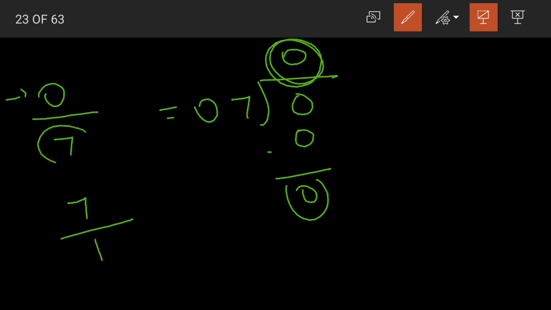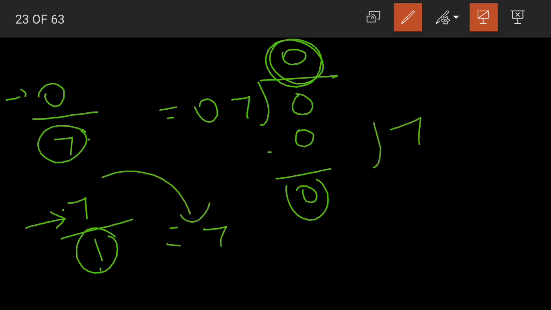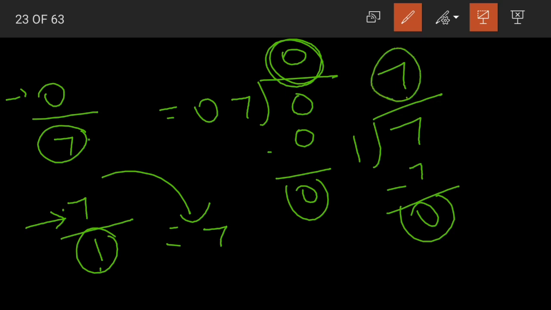Dividing 0 with any number. Okay, here we are dividing any number with 1. So whenever we divide any number with 1, the answer will be the number itself. Yes, see. Dividing 7 with 1. 1 sevens are 7. When we subtract, the remainder is 0. So the answer is 7.